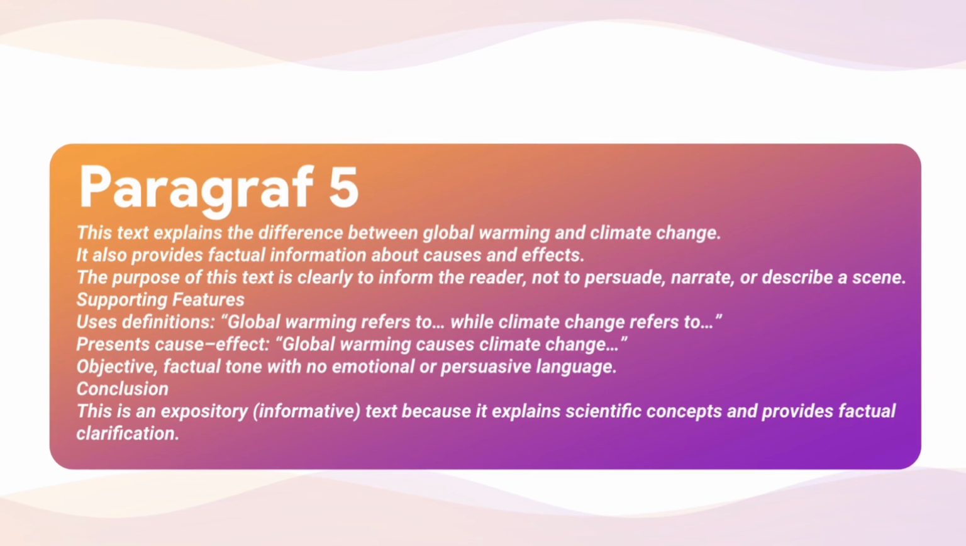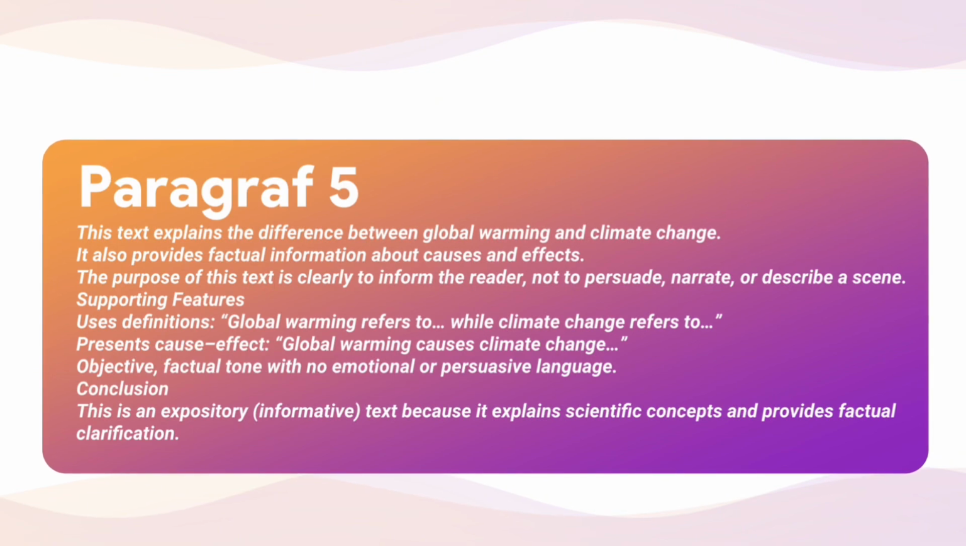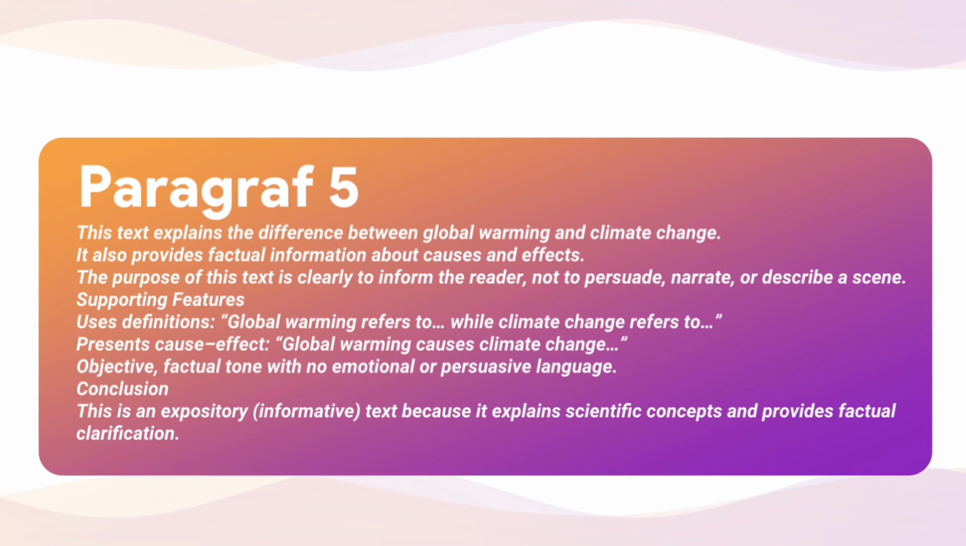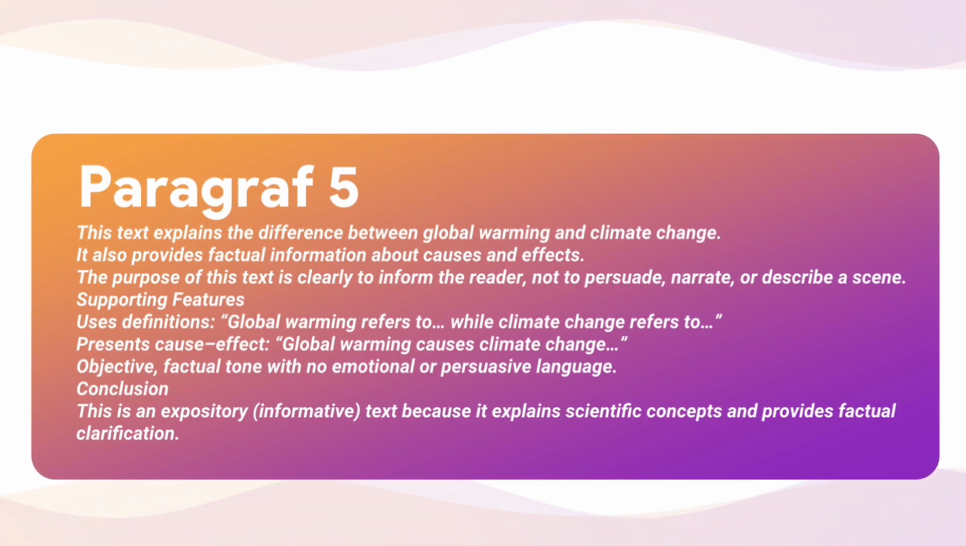The supporting features that show that this text is expository is it uses definitions. As shown in the text, global warming refers to, while climate change refers to. This text also presents cause and effect. As shown in the text, global warming causes climate change. This text is also seen to be objective, factual tone with no emotional or persuasive language.